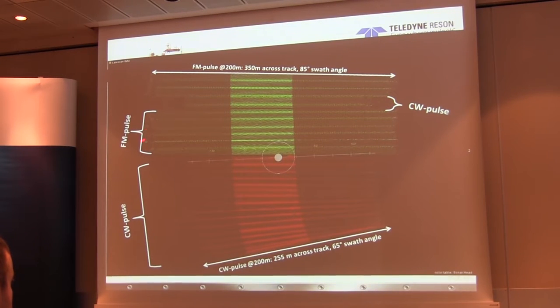Then it switches to the FM pulse, and you can see the gain on each side, a much larger coverage, then switching back to the CW, losing my coverage, and then back to FM. From the same water depth, first I had 225 meters of cross track, and now I have 350 meters. That's a big improvement, and it's just a switch in the software. By the way, I was running in flex mode, which is why you see this dark band here. That's all the beams being condensed in one part.